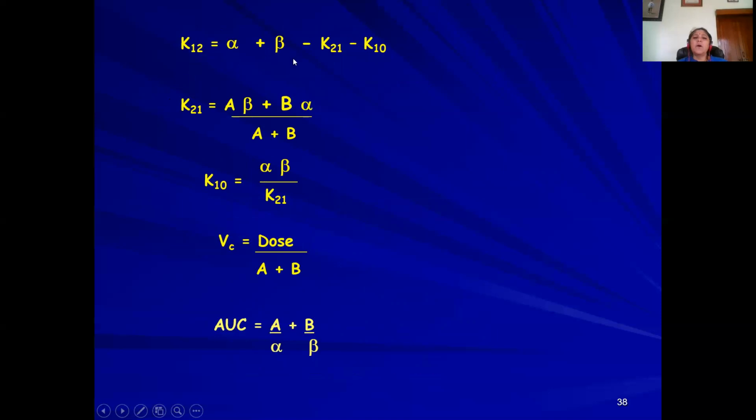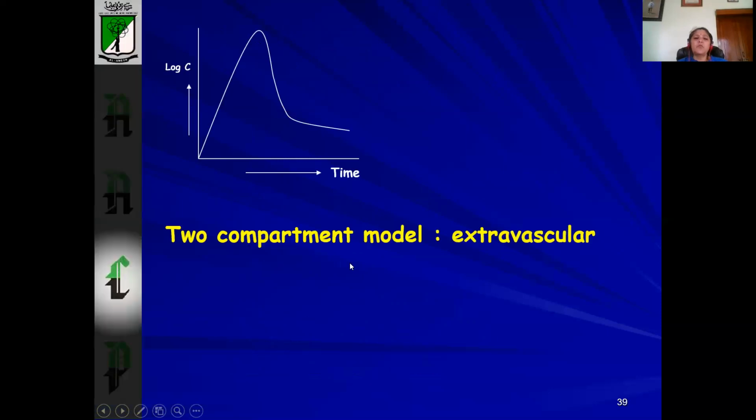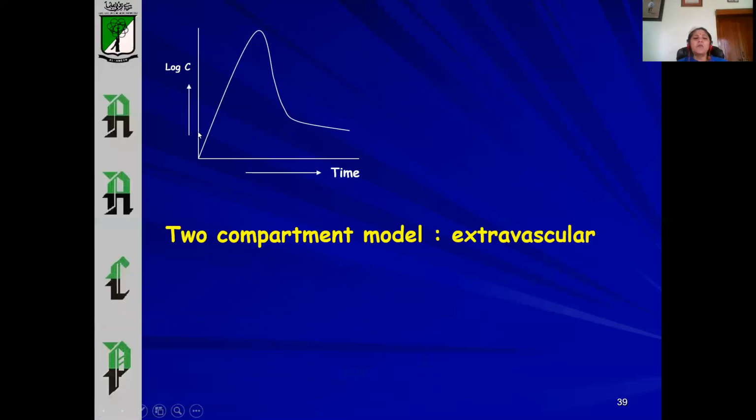So all the PK parameters like distribution rate constant, reverse distribution rate constant, elimination rate constant, apparent volume of distribution of central compartment and area under the curve, we can calculate from the intercept as well as slope values. And this is the graphical representation of two compartment model which is extravascular.